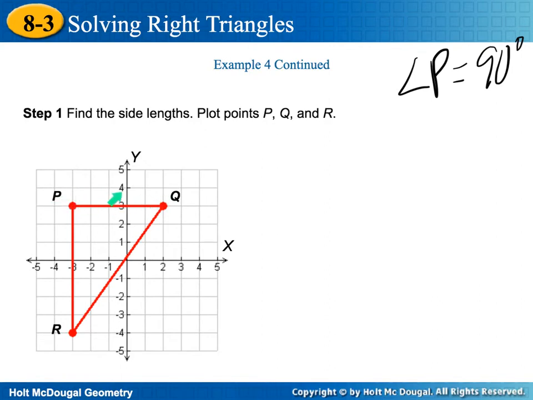The next simple thing is to find this length. All of these are units. So when we do this in class, we're going to use graph paper so we can actually count these out a lot easier. So 1, 2, 3, 4, 5. PQ is 5. Same thing with PR: 1, 2, 3, 4, 5, 6, 7. PR is 7.